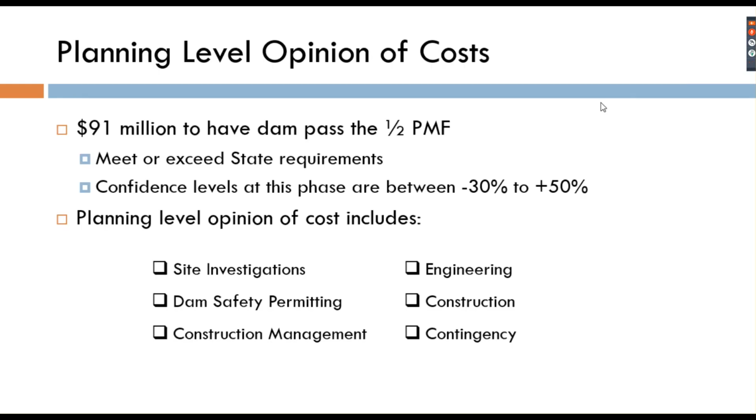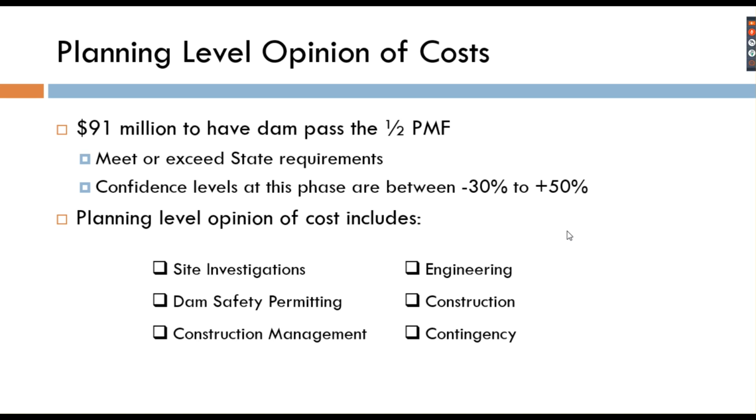So when we look at what it takes to reconstruct the dam so that the dam can pass the half PMF, and again, these are planning level opinions of cost. They're outlined in more detail in the report on the website, but the reconstruction costs for Sanford Dam are currently estimated at $91 million. So this would exceed the state requirements. It would allow for the passage of the half PMF. These things are very preliminary at this point.